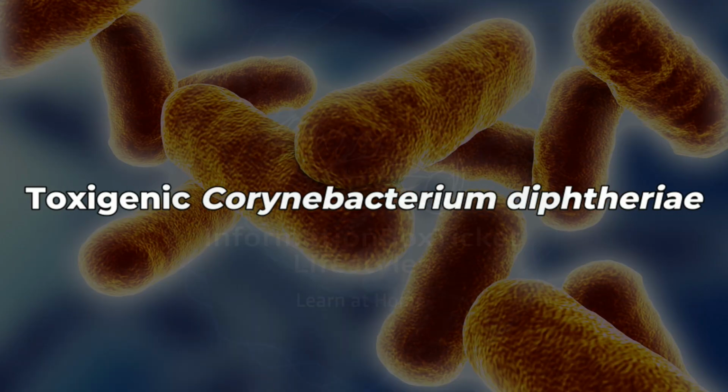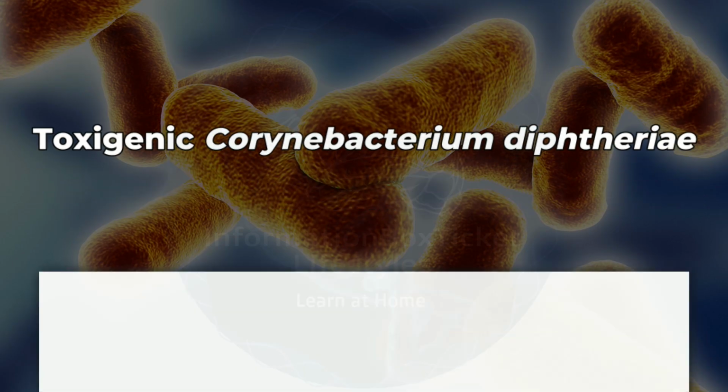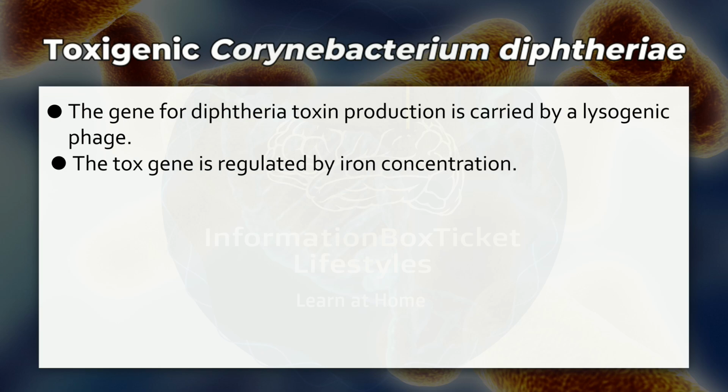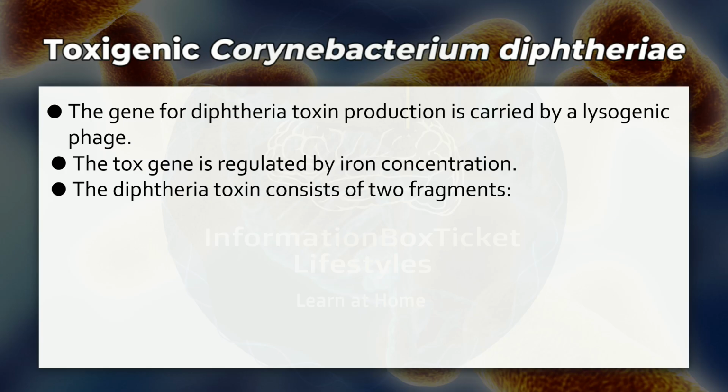Toxigenic Corynebacterium diphtheriae. The gene for diphtheria toxin production is carried by a lysogenic phage. The tox gene is regulated by iron concentration. The diphtheria toxin consists of 2 fragments.